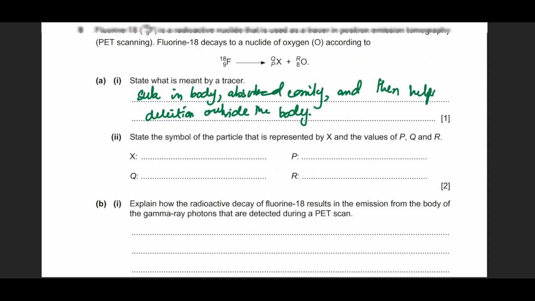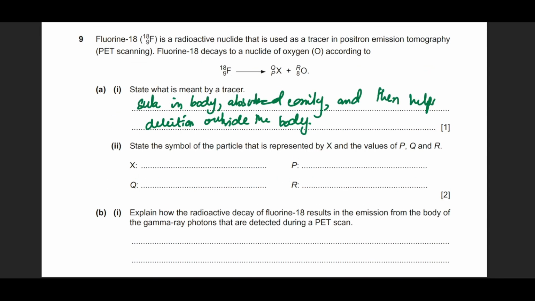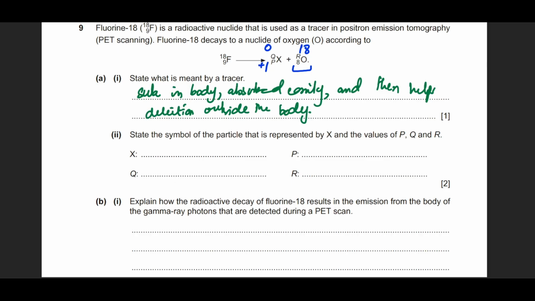State the symbol of the particle. So this is just an equation. So we understand that due to the fluorine decay, we have, this is an oxygen element. So this will be 18, because we know that X should be a positron, right? So P is 1, R is 18, Q is 0, and X itself is a positron. So this will be β plus. Now we could have written down positron, but since he says state the symbol, that's why I'm writing it down as a symbol.